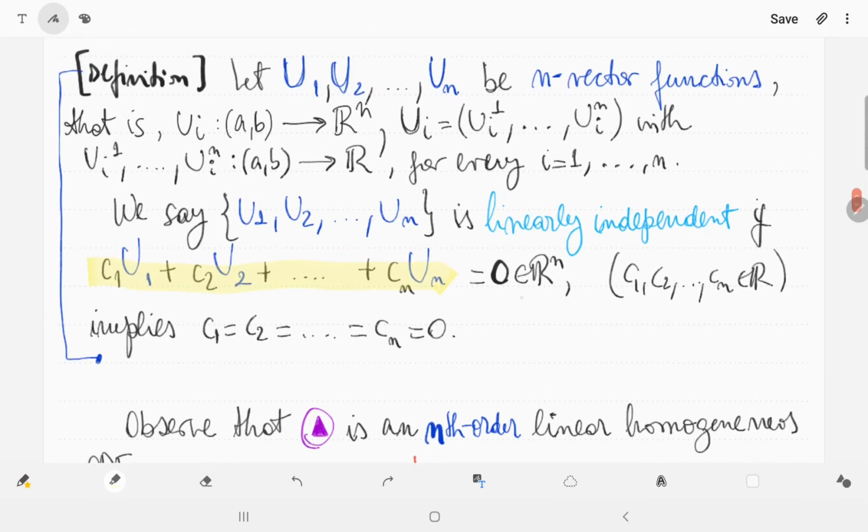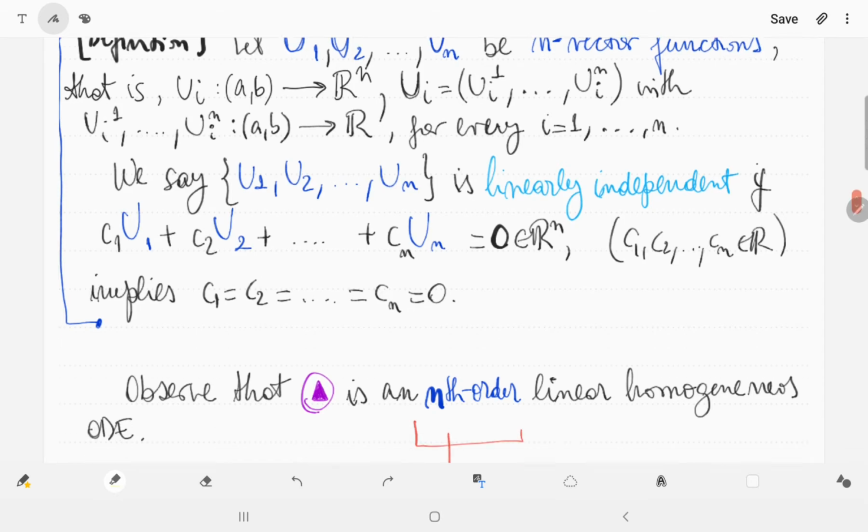If we have this identity, this linear combination, where C1, C2, and Cn are real numbers, then the unique solution of this is that all these constants are equal to 0. Okay, this is the definition of this set being linearly independent.